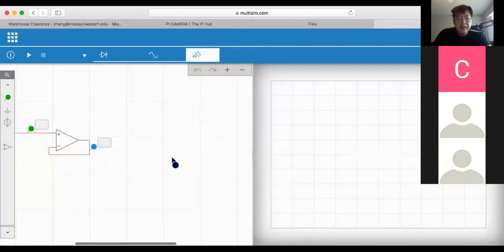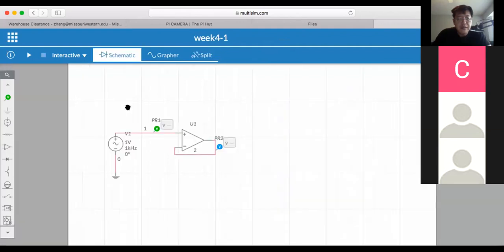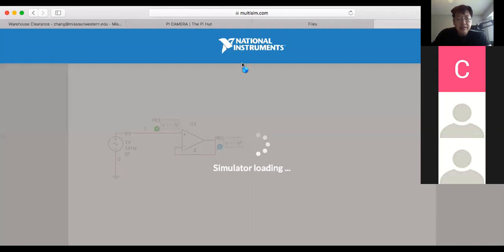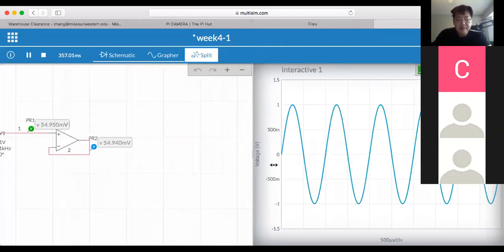This circuit is a voltage follower. That means the output and the input are identical. Let's try it. To simulate, all you need is to push this button called run simulation. So let's run the simulation. And again, I prefer to see the results and the circuit side by side. So this is side by side.